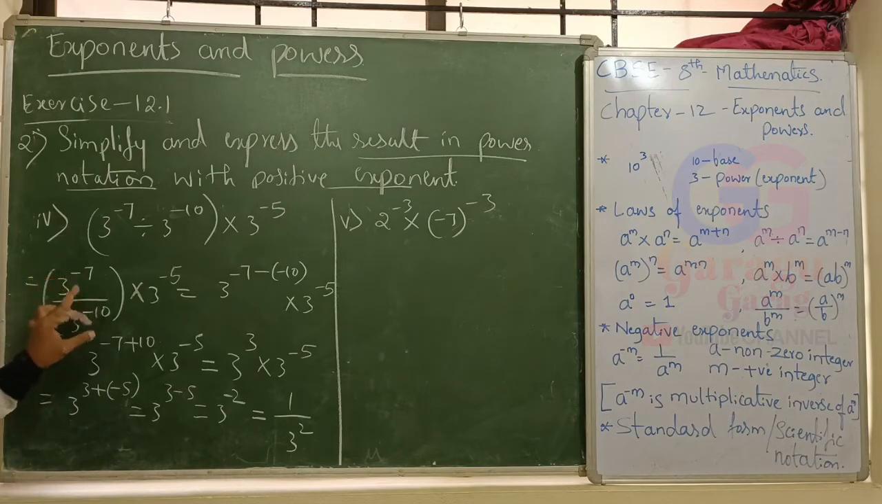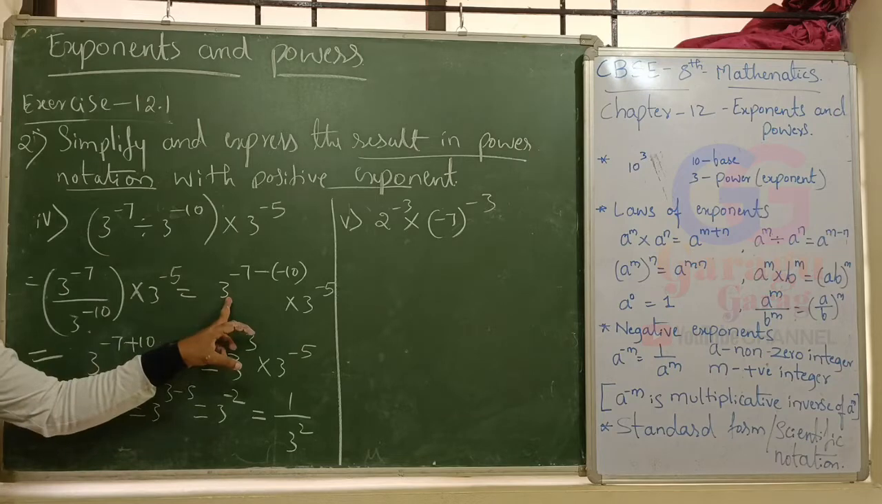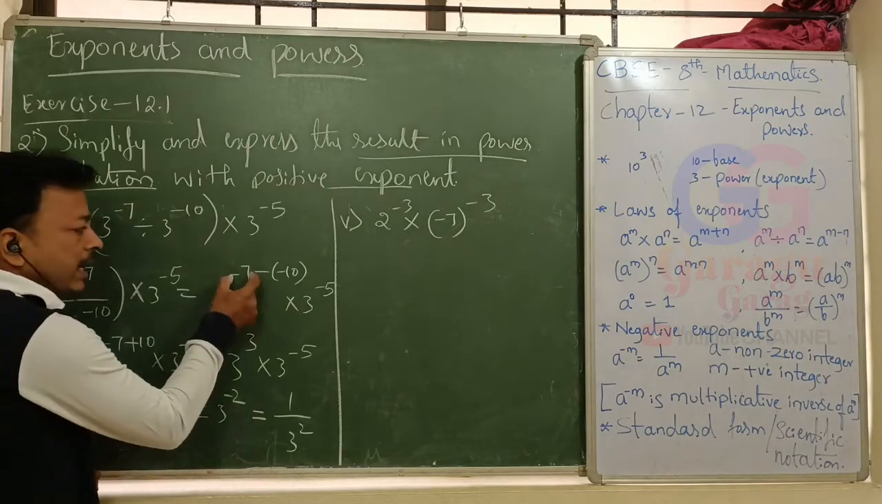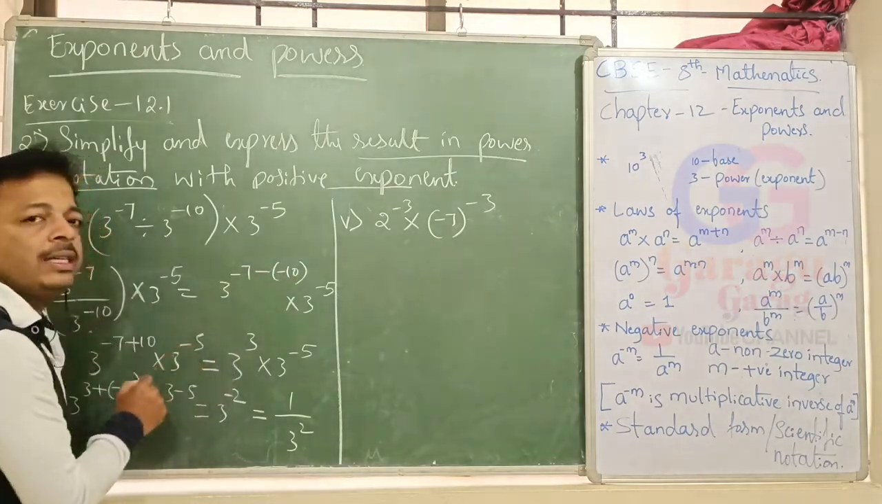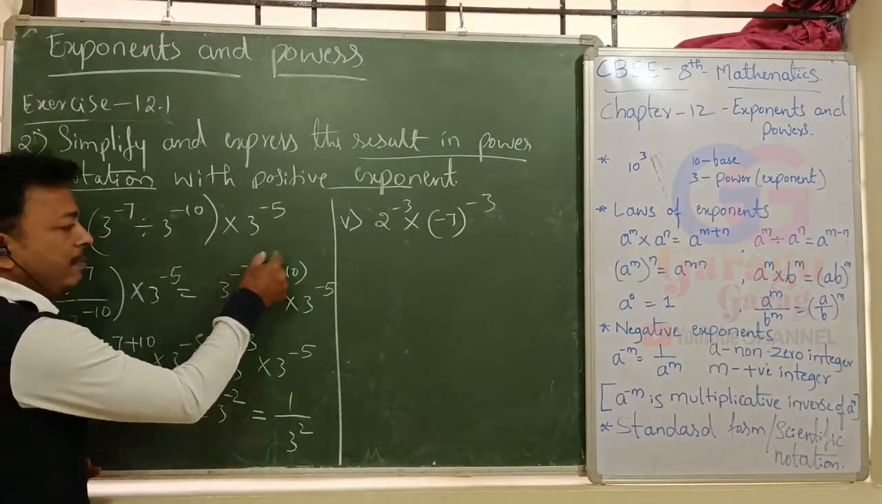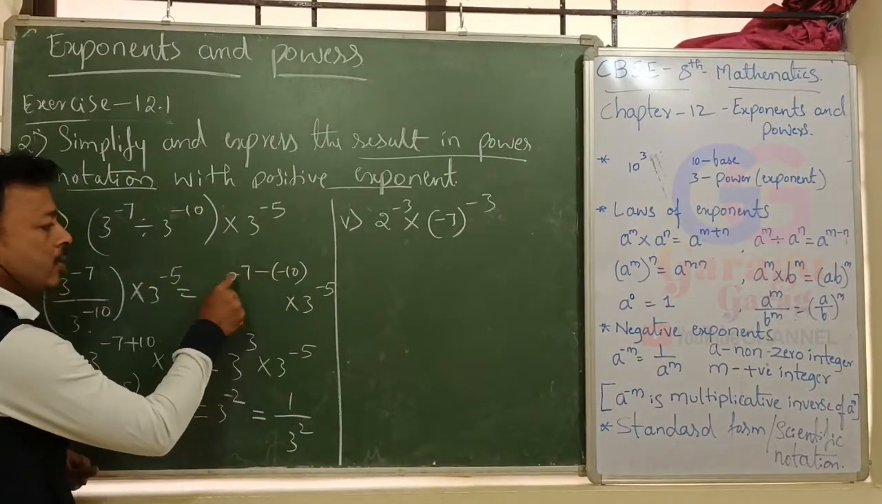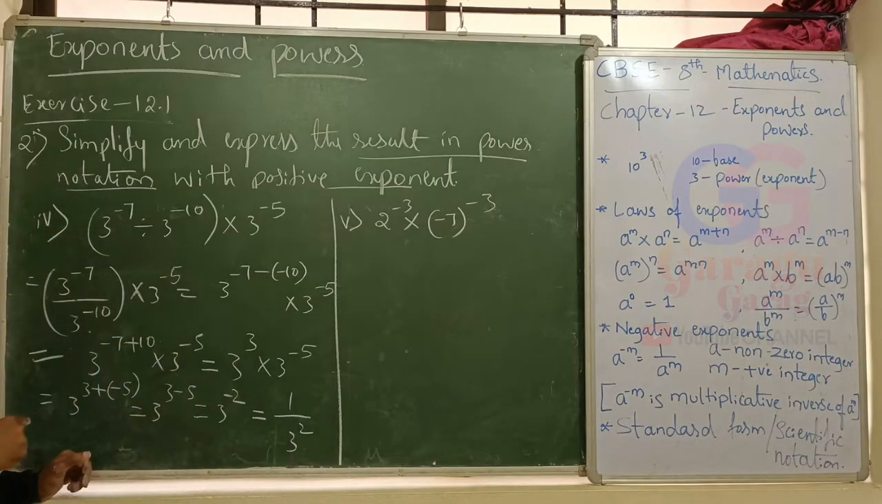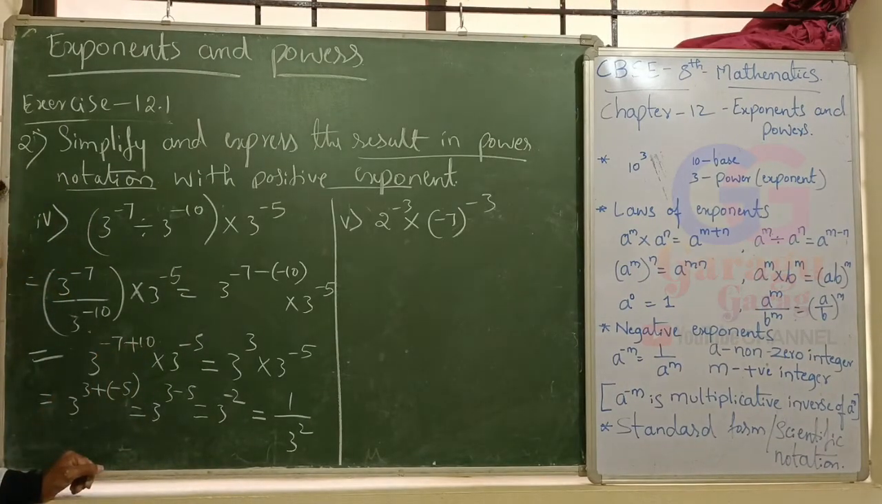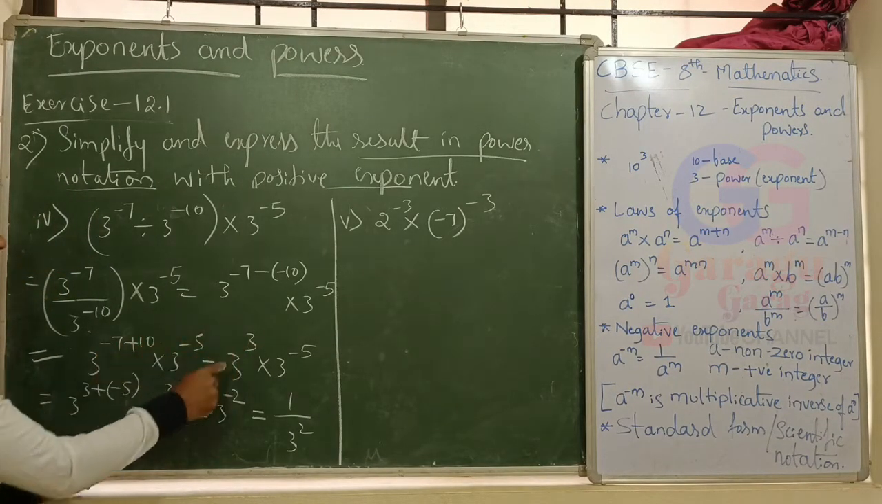First, here 3 raised to minus 7 divided by 3 raised to minus 10 is there. First you have to simplify this one. a raised to m divided by a raised to n equals a raised to m minus n. So that is minus minus plus, minus 7 plus 10. And here the signs are opposite, minus and plus, so it will become minus. 10 minus 7 is 3, and the greater number's sign is plus.